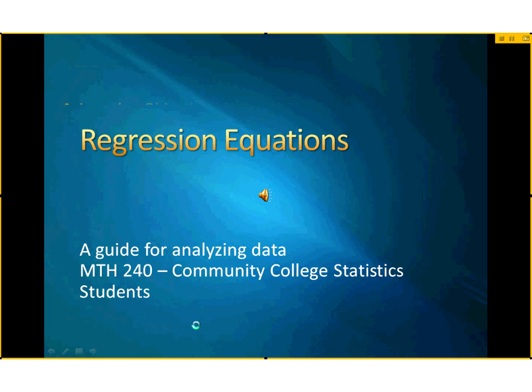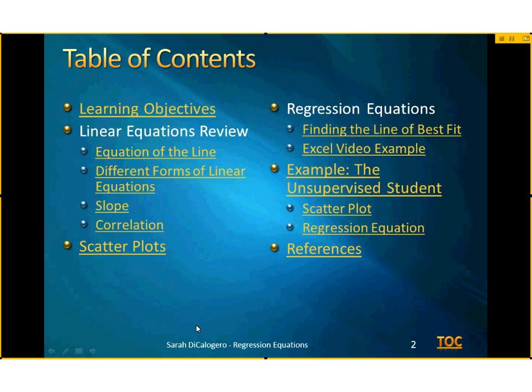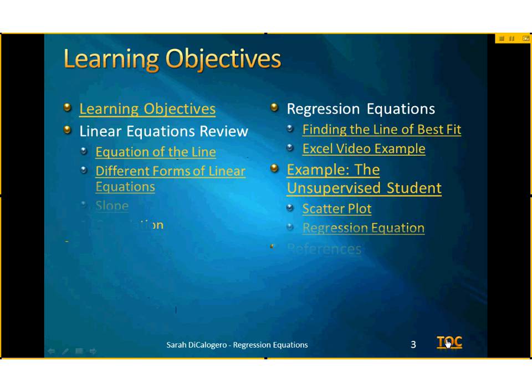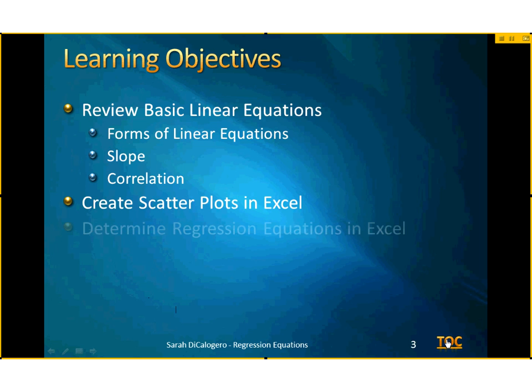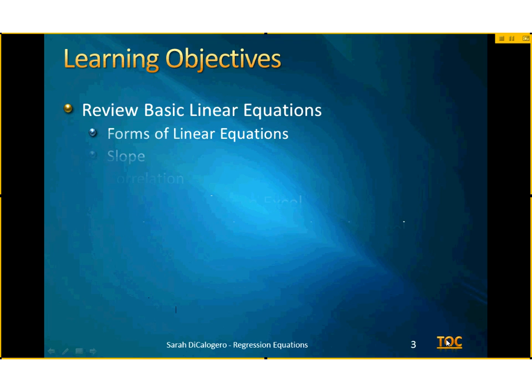Again, here's a table of contents which will take you through all the stuff you need to know, and you can click on any of these things that are in yellow and get to the specific section, and if you click on the TOC button in the bottom right corner, it'll take you back to this screen. The learning objectives are reviewing basic linear equations (Chapter 7 is rearing its ugly head again), forms of linear equations, slope, talking about correlation, doing scatter plots in Excel, and determining regression equations in Excel.